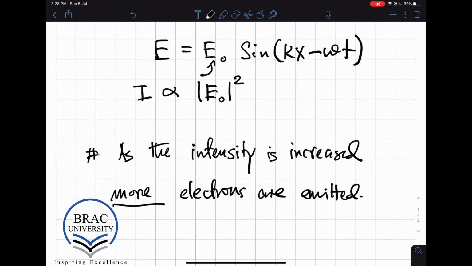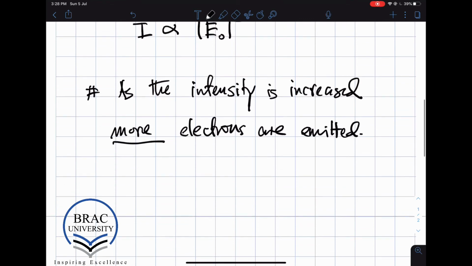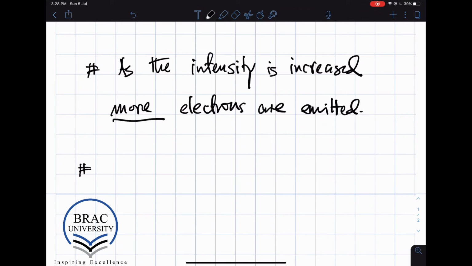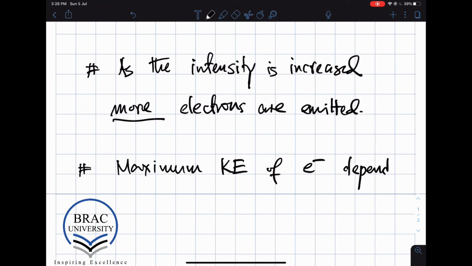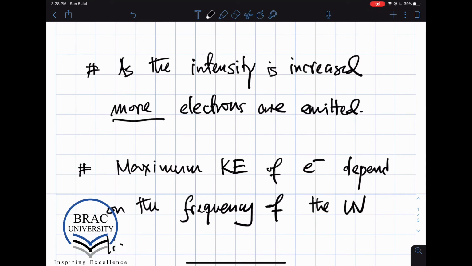And lastly, but also very importantly, the maximum kinetic energy of the emitted electrons depends on the frequency of light, the frequency of the ultraviolet light. And if you increase the frequency of the ultraviolet radiation, the maximum energy increases linearly.